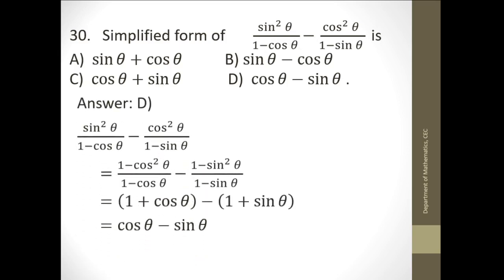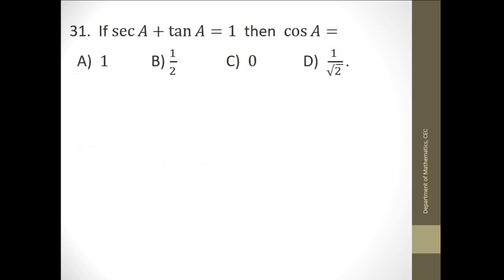So sin square theta is 1 minus cos square theta. That is 1 minus cos theta into 1 plus cos theta. Cancel 1 minus cos theta. Remaining term is 1 plus cos theta. And in the second term, it remains 1 plus sin theta. Subtracting means 1 cancels, cos theta minus sin theta. Answer. Okay. Next question.